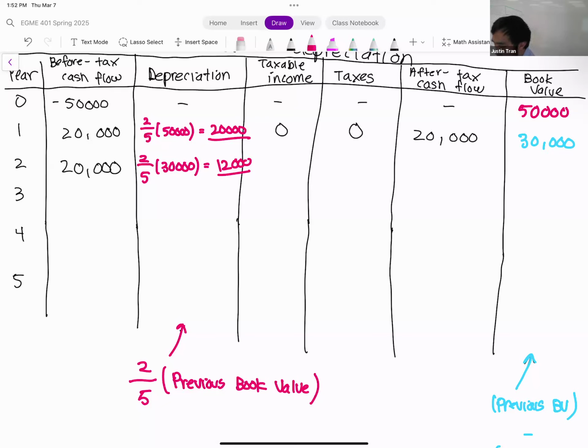So in that second year, our truck is going to lose $12,000 of value. And so if we subtract these, we take 20,000 minus 12,000, we get $8,000. The amount of taxes that we're going to pay on that is 21% of 8,000, which is 1,680. And if we're paying 1,680 in taxes, that means our after-tax cash flow will be 18,320.